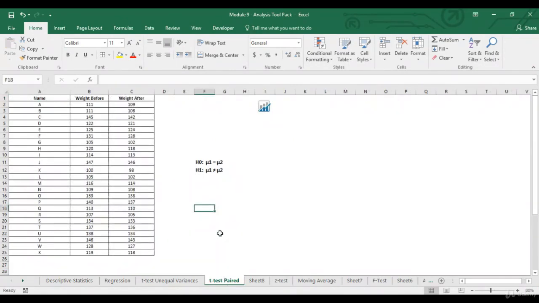Now t-test is used to test the null hypothesis that the means of the two populations are same. This test is used when the number of observations in our samples is usually less than 30. For greater than 30, we usually prefer the z-test, which we've just discussed. Now there are three types of t-tests in Excel. The first one is paired two sample for means.